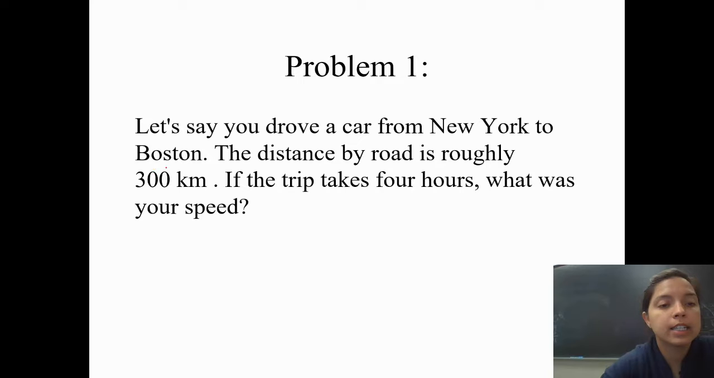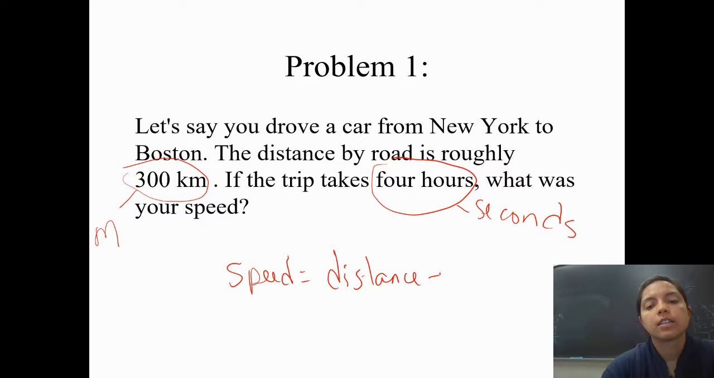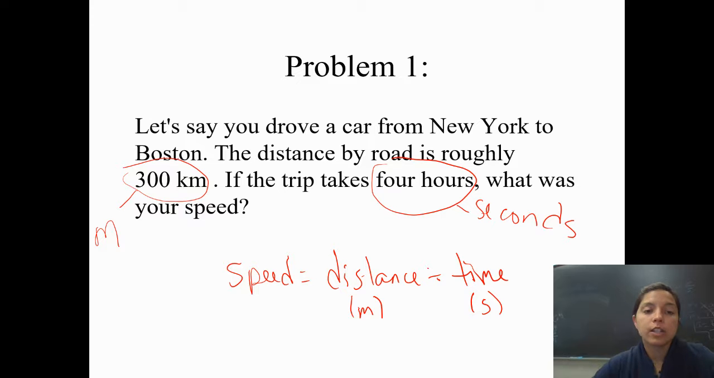Remember that you're going to take these kilometers right here and convert those to meters. And you've got to take these 4 hours and convert them to seconds. So before you solve for speed, which is distance divided by time, you need to make sure that you have meters here and seconds here. So convert those kilometers to meters and convert those hours to seconds. You can go ahead and pause the video, solve this problem, and then continue.